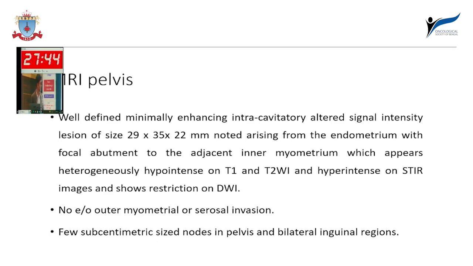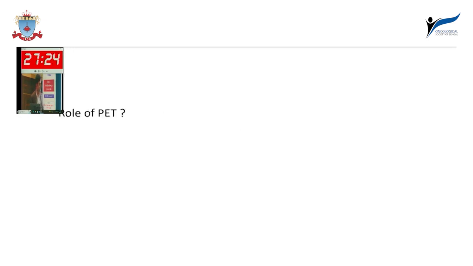Anything further you would like to do? Apart from MRI pelvis, how would you stage the patient? If there are suspected pelvic nodes that appear to be involved, then go for further staging with CT abdomen and thorax. Any role for PET scan? I think in this case MRI is sufficient. It looks like an early stage disease, so MRI is sufficient.